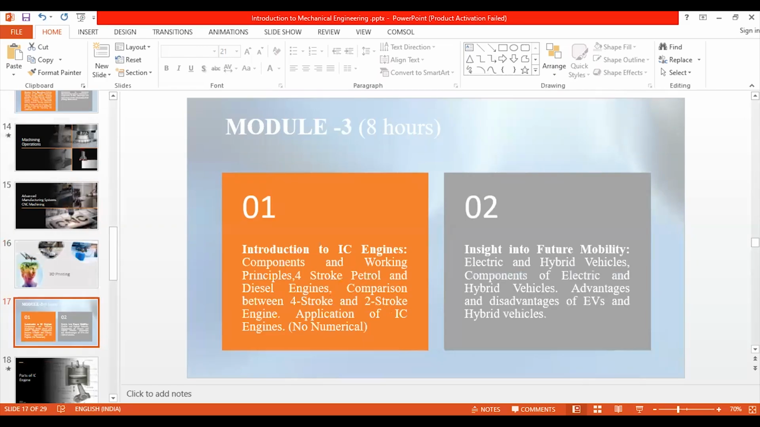Contents of the third module. Introduction to IC engines, components and working principle of 4-stroke petrol and diesel engine, comparison between 4-stroke and 2-stroke engine, and application of IC engines will be discussed. Insight into future mobility, electric and hybrid vehicles, components of electric and hybrid vehicles, advantages and disadvantages.